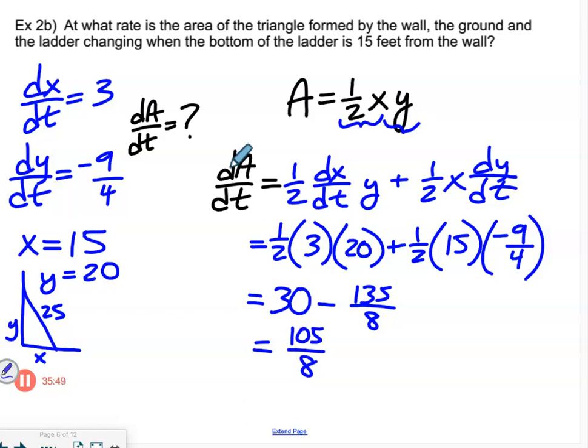What are the units for area? Feet squared. And then time is in what for this problem? Seconds. Feet squared per second. So the area is changing at a rate of 105/8 square feet per second.